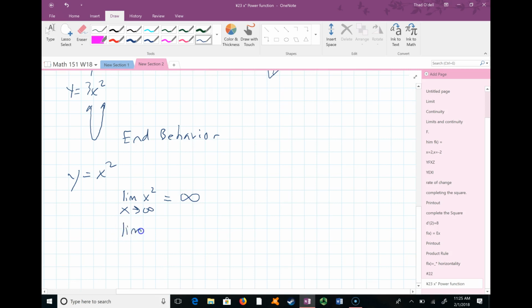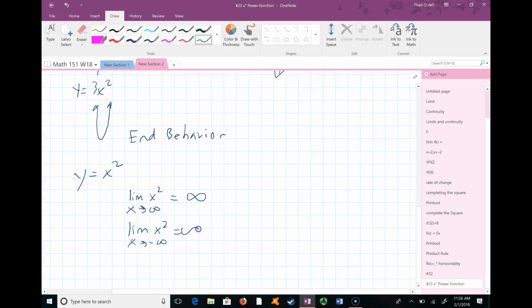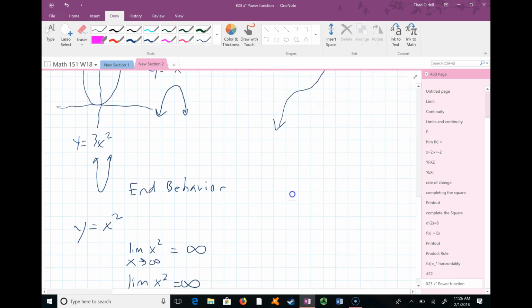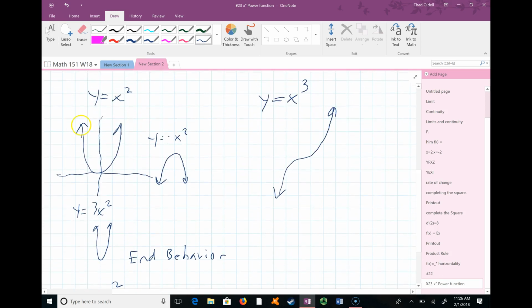Likewise, we could ask the question, what's the limit of x squared as x approaches negative infinity? And the answer here, again, is that it's just getting bigger and bigger. So it would be positive infinity. So notice this is saying x is headed out left, y is headed up. This is saying as x is headed out to the right, y is headed up. And that's true of y equals x squared, because the arrow is pointing up in both directions, okay?